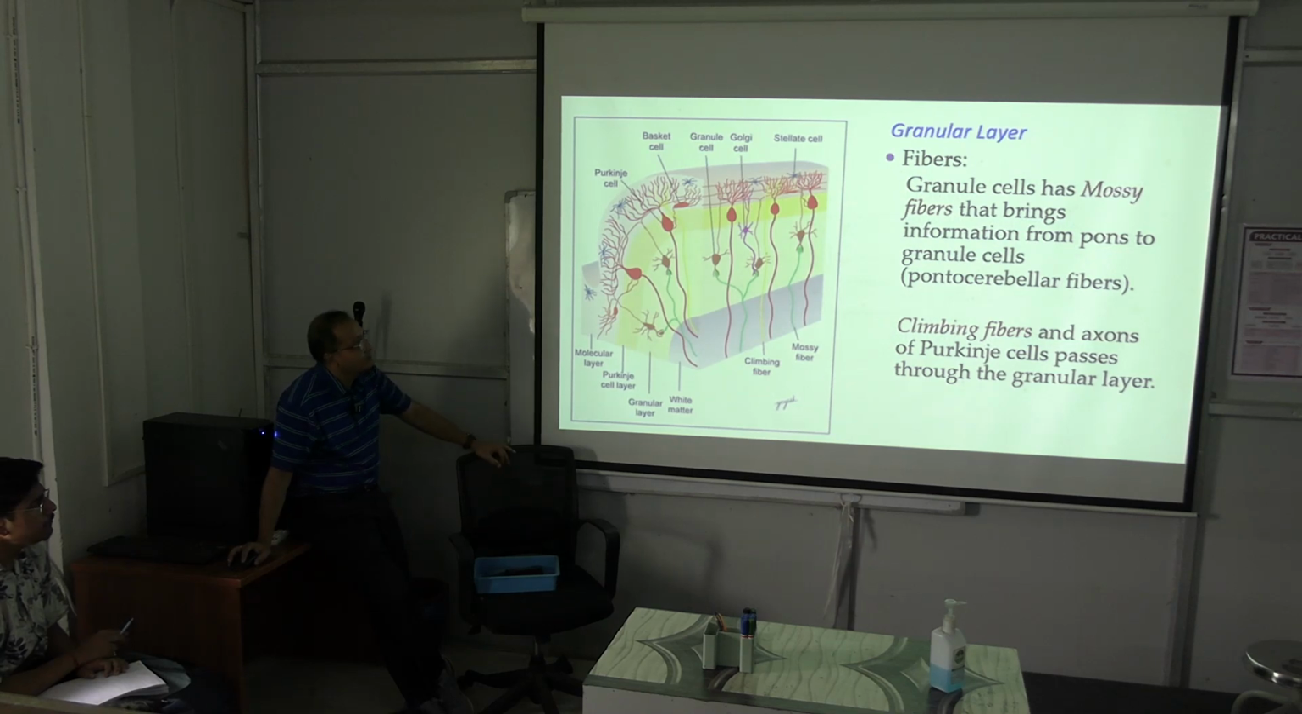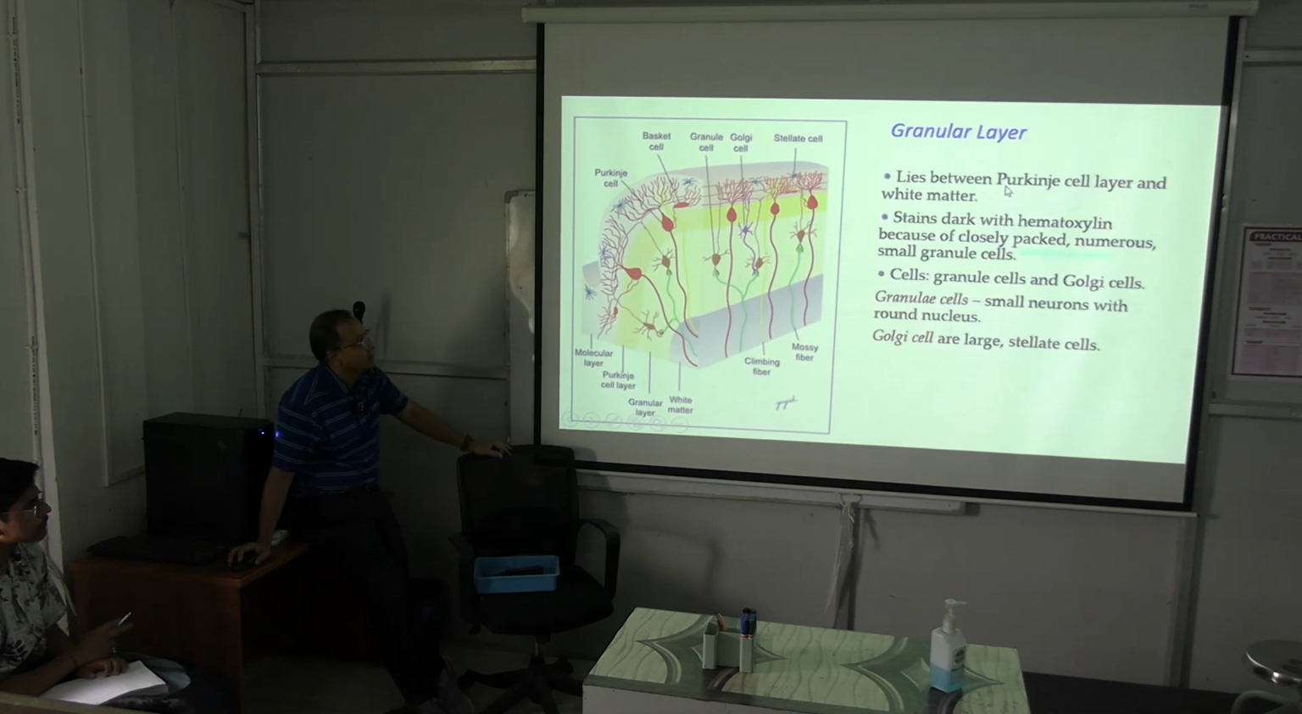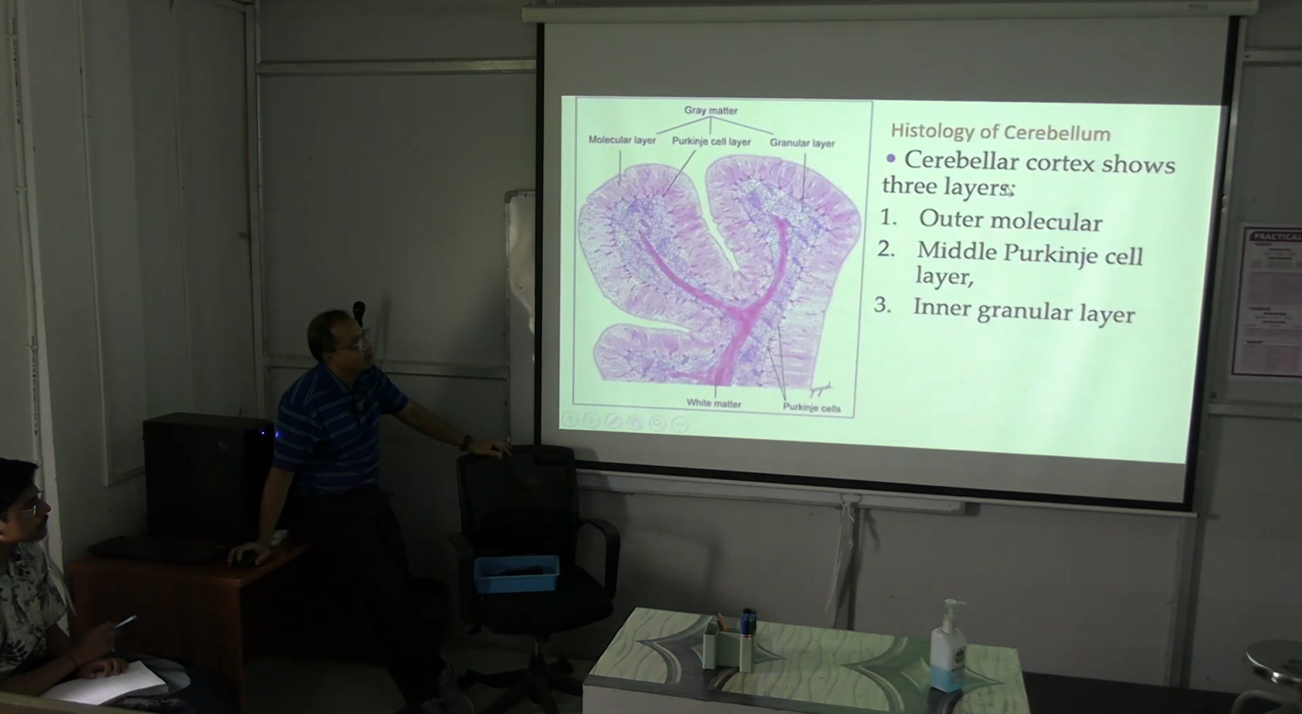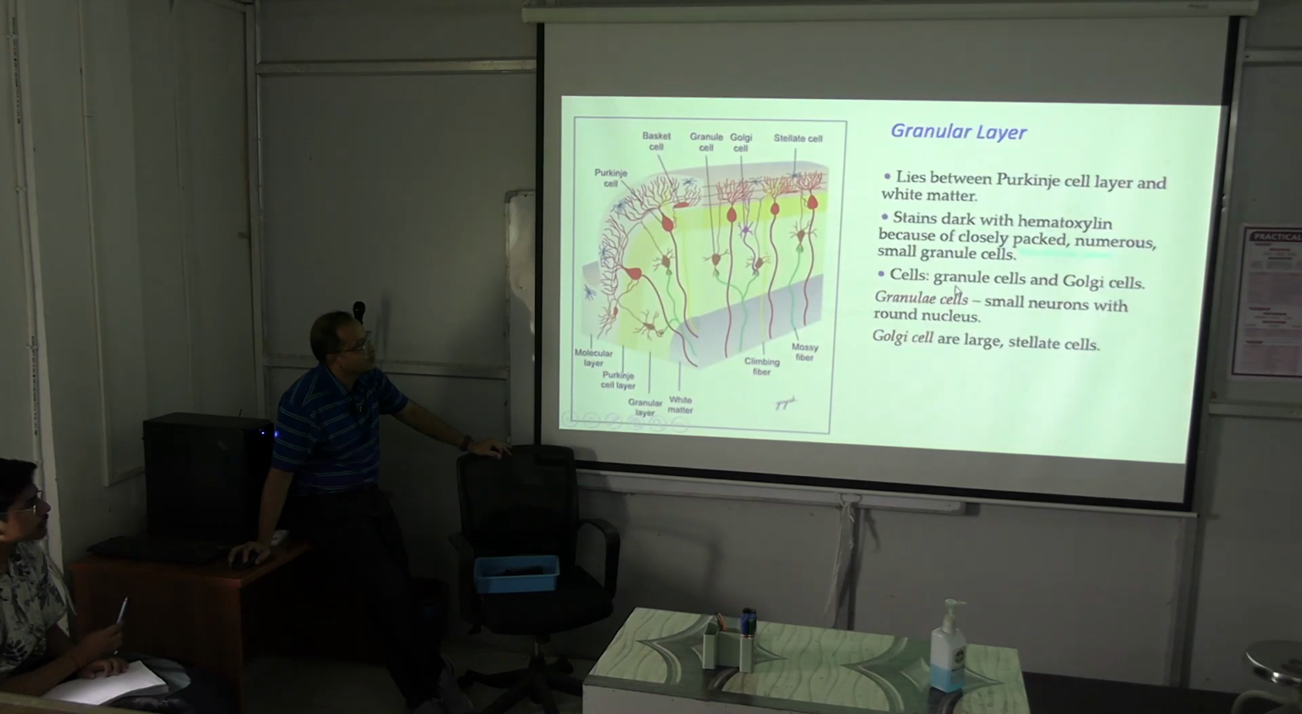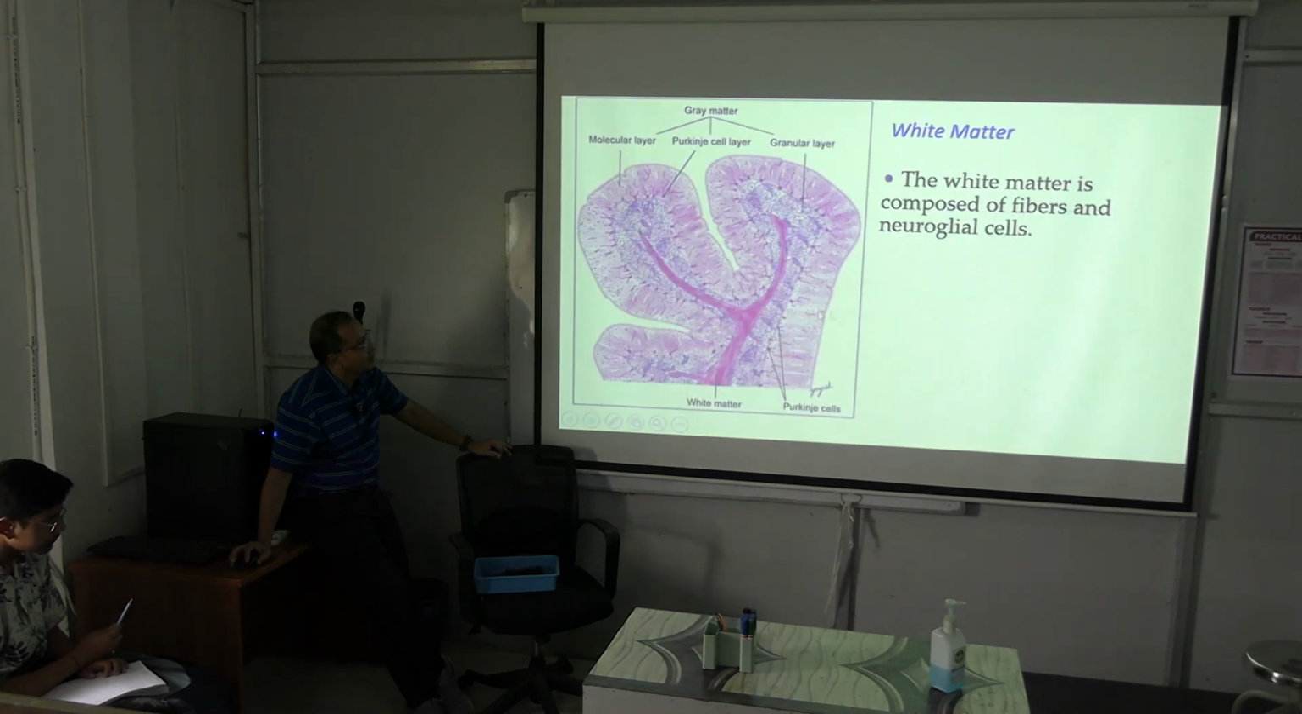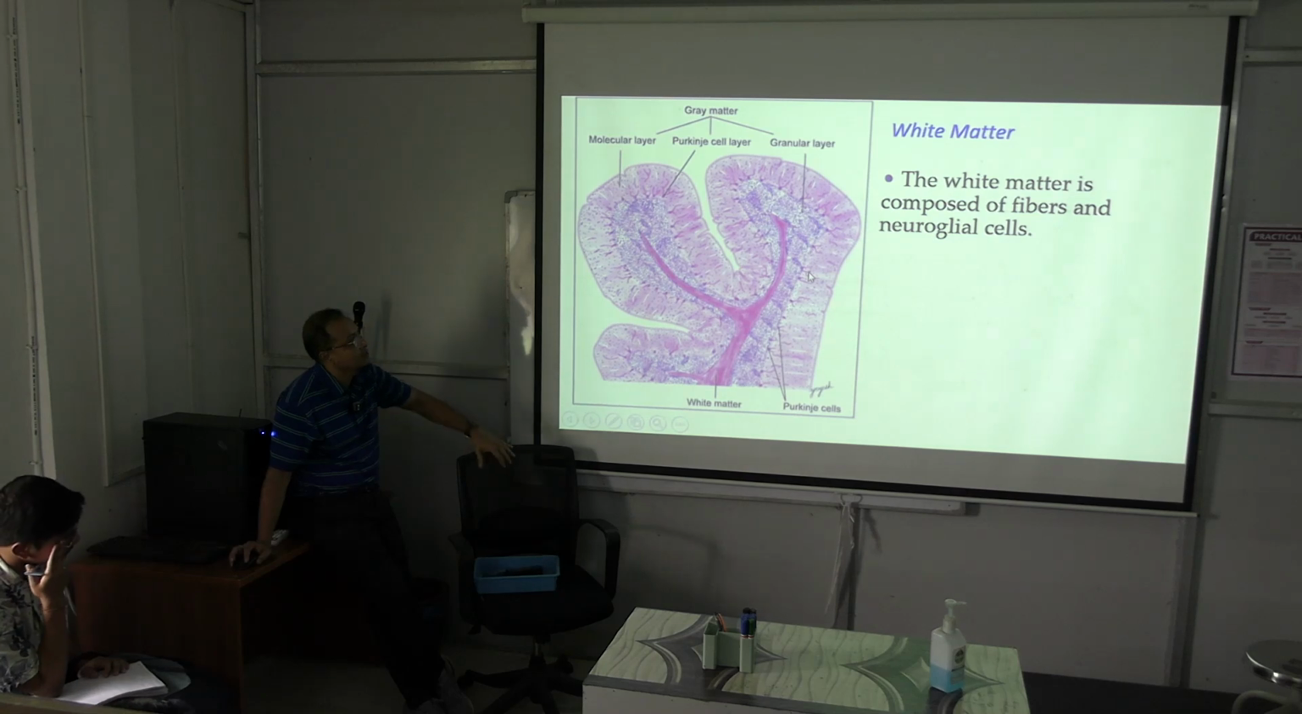So, the granular layer is deep inside, then we have the Purkinje layer, which is a thin layer, and the most outside is this molecular layer. So, this is how it should look, this schematic picture that is showing it, and in reality it is exactly like this that you are going to see.